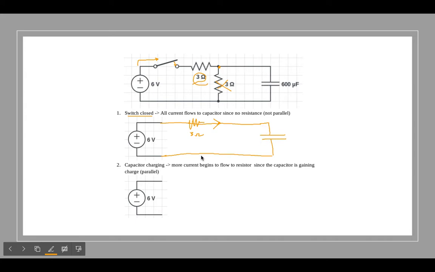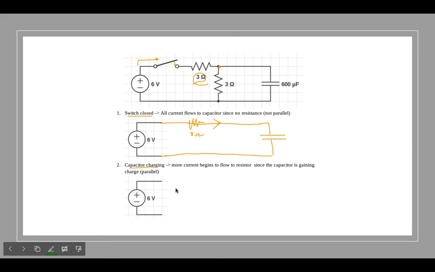Now guess what? As the capacitor starts charging, things change. More current begins to flow to the resistor, right? So that's just at the beginning, this guy right here. I'm not going to put that there, because that's only initially. So if they ask what the initial values are, you'd think this is your circuit right here, okay?